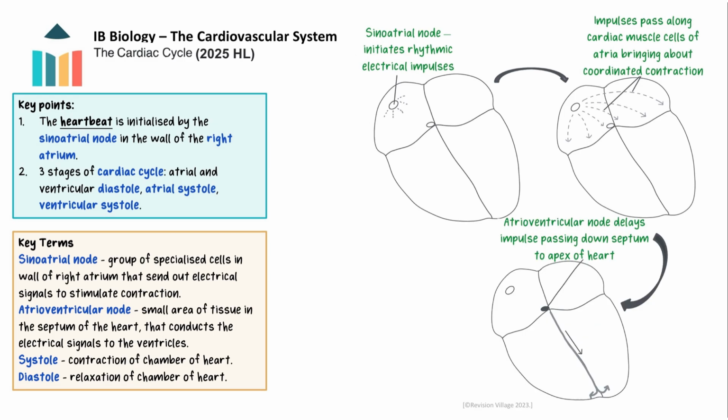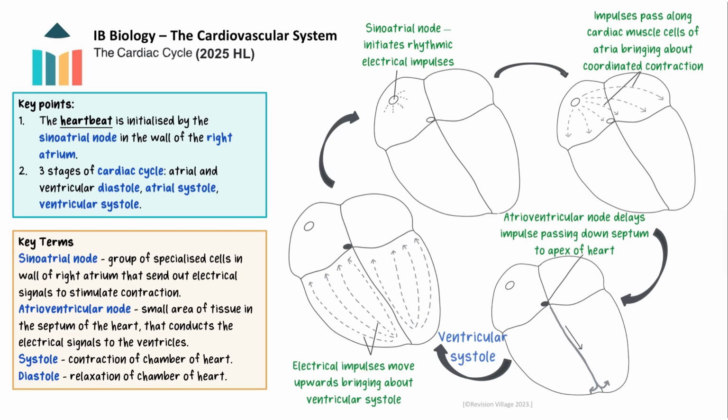The electrical impulses from the sinoatrial node then reach the atrioventricular node, another group of specialised cells. Approximately 0.1 second after receiving the impulse from the sinoatrial node, the atrioventricular node sends out its own electrical impulses. These impulses pass down the central septum of the heart through special conducting fibres and reach the apex of the heart. They then spread upwards, stimulating systole in both ventricles simultaneously from the bottom upwards.